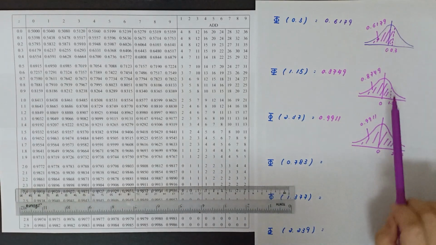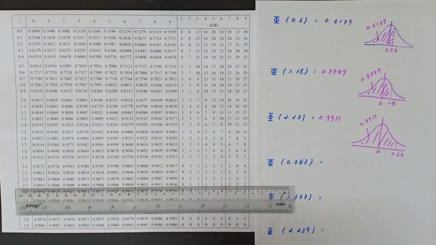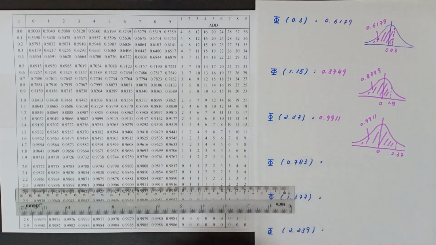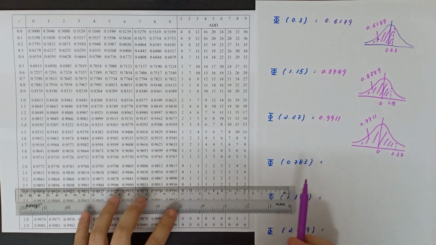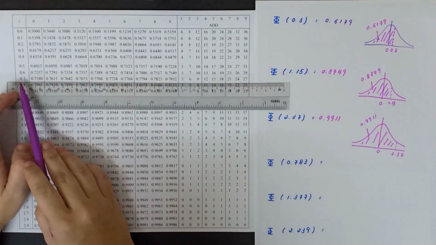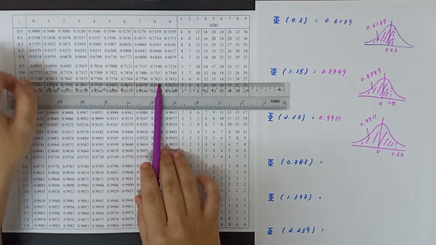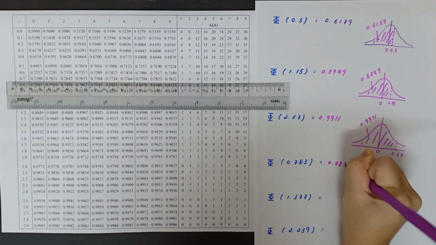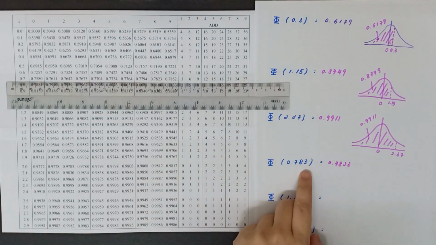Okay, so I'm not going to draw this anymore. I hope that you can understand what you are finding and what the value here and the value here mean. Okay, so now 0.783, how do you find that? So 0.78, you already know how to find. So 0.7, then 8 is here. So that's why you have 0.7823. So how about the 3 here?